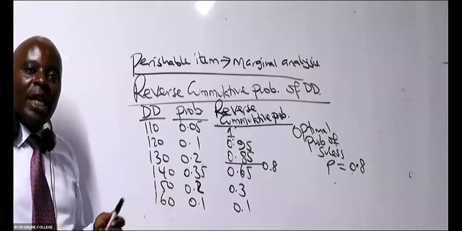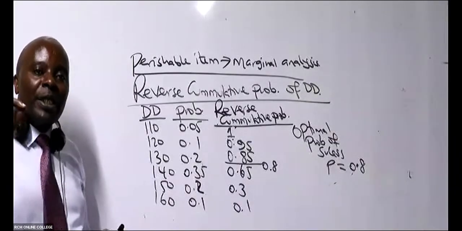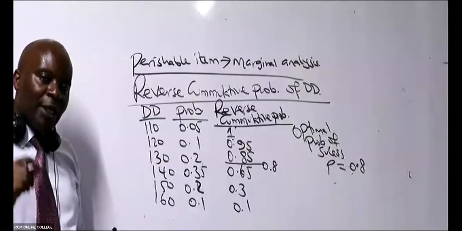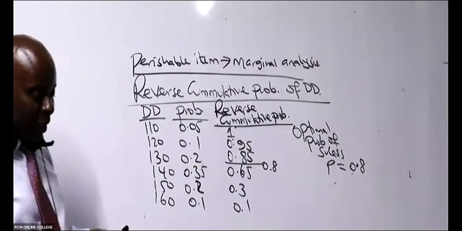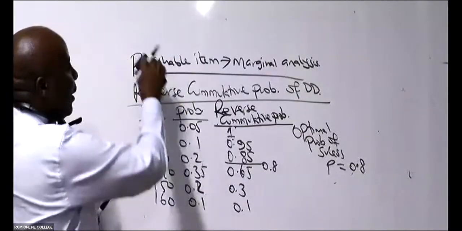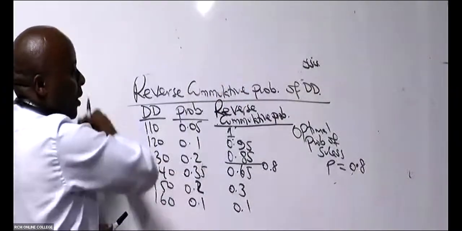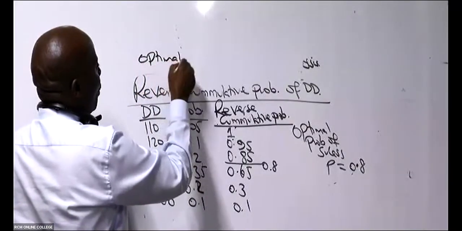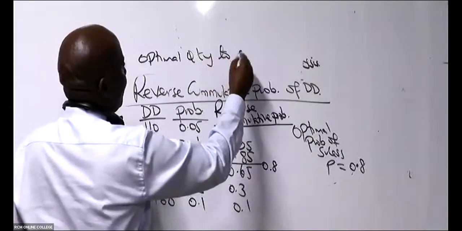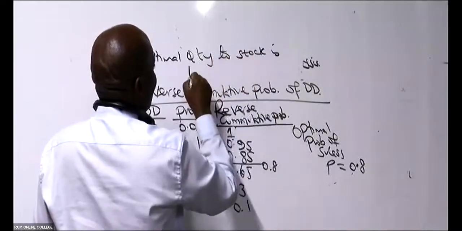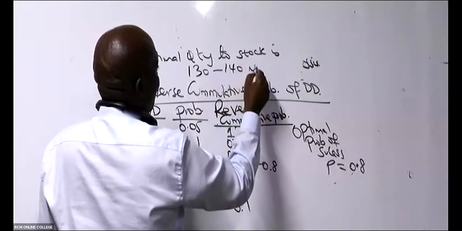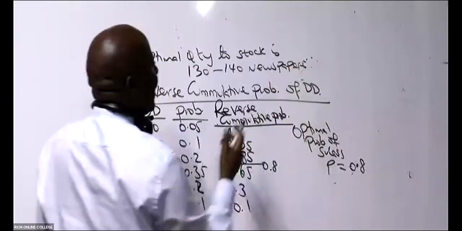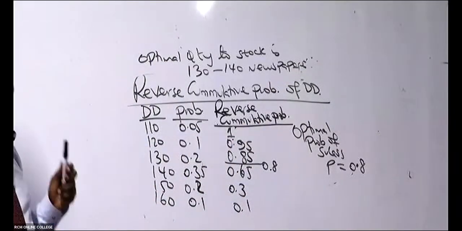But you see, the examiner will tell you to use a continuous distribution. Continuous distribution has probability as decimals, so the examiner would want you to interpolate. So the optimal quantity for this ninja selling newspapers to stock is 130 to 140 newspapers. But now they want the exact number. They want you to interpolate.